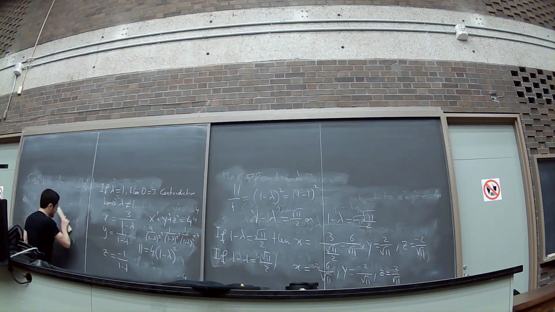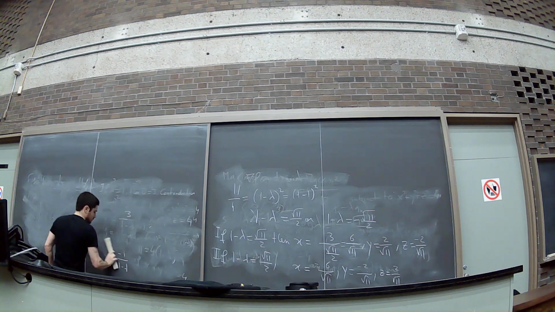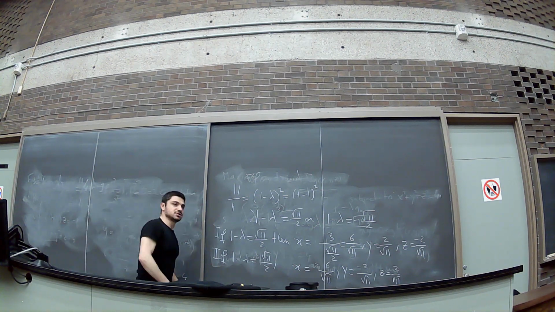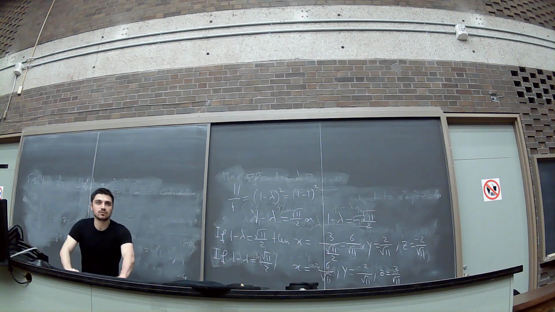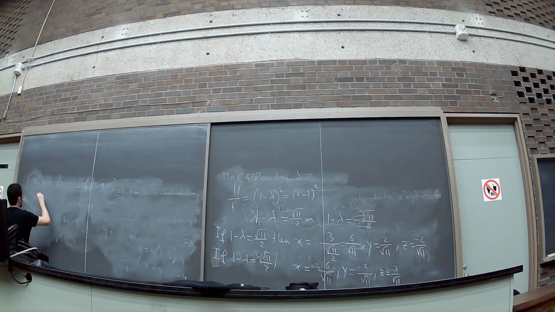Now, how do I find what is the max and what is the min? So I have 2 points. How do I find which is the max and which is the min? I plug them in my function, right? So what is this? So I have f of, let's see. So f of, can you help me? So 6, 2, minus 2.